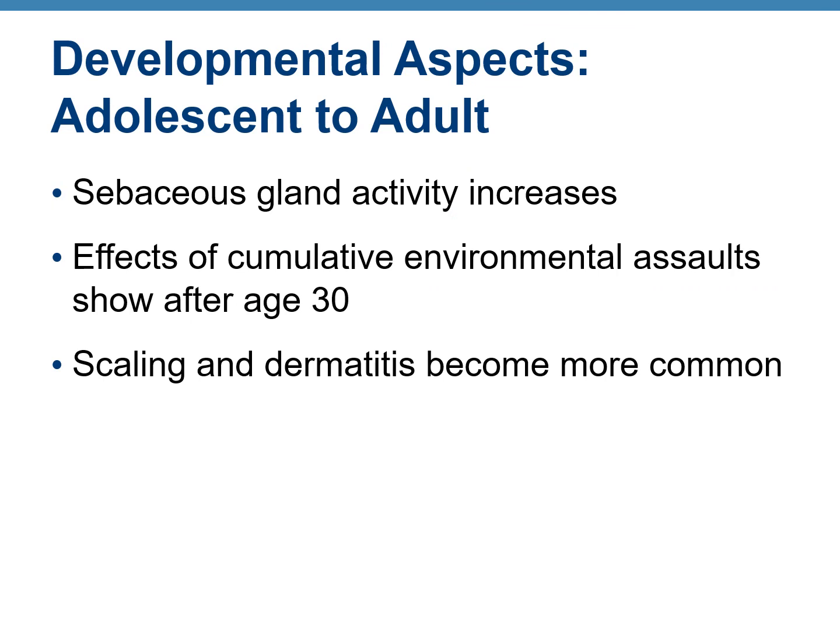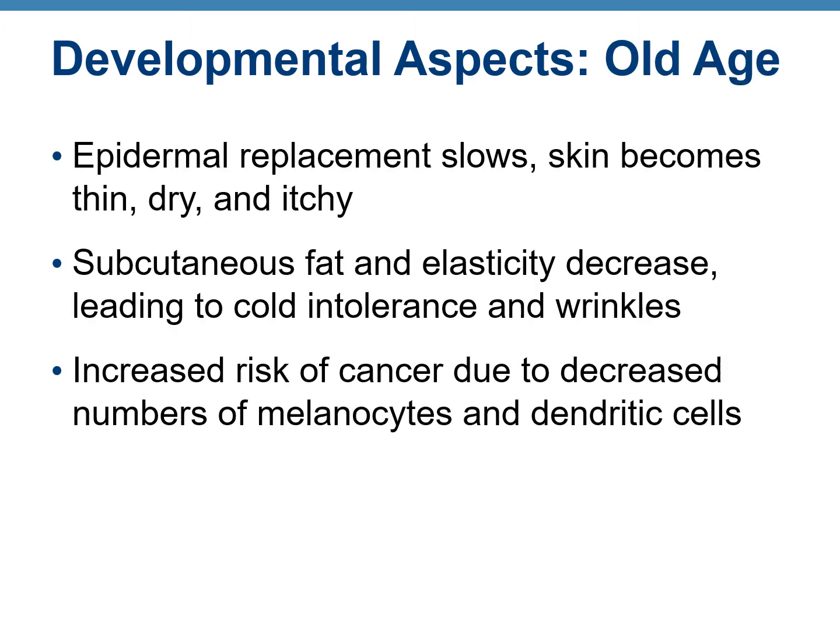From adolescent to adult, sebaceous gland activity increases, and then we start to accumulate environmental assaults that show on our skin after age 30. Scaling and dermatitis become more common when we get older. At old age, epidermal replacement slows. Skin becomes thin, dry, and itchy. Subcutaneous fat and elasticity decrease, leading to cold intolerance and wrinkles. Also, there is an increased risk of cancer due to a decrease in the number of melanocytes and dendritic cells.